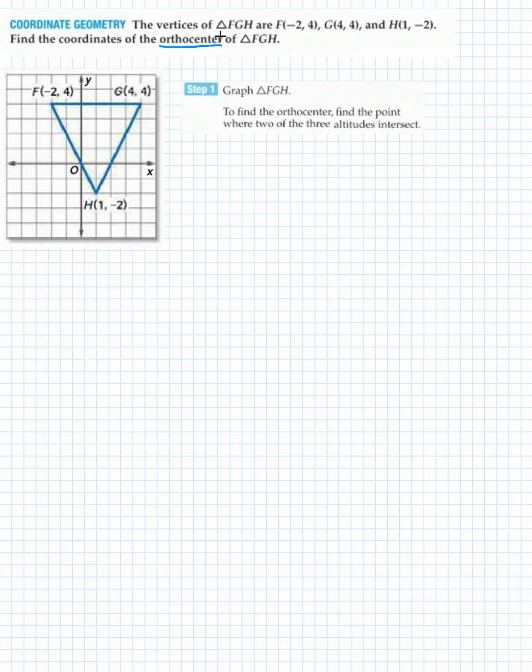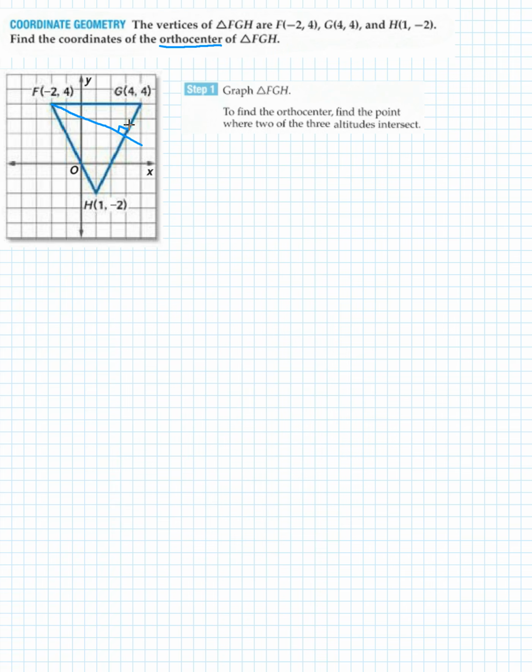An altitude is just the height of the triangle, depending on what direction you're looking at it from. So if we're looking at it over here, for the height you'd go from the tallest point, which would be a vertex, and drop a straight line perpendicular to the other side. Not straight enough. So that would be an altitude.